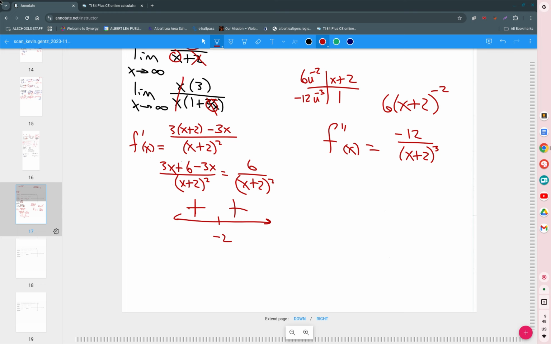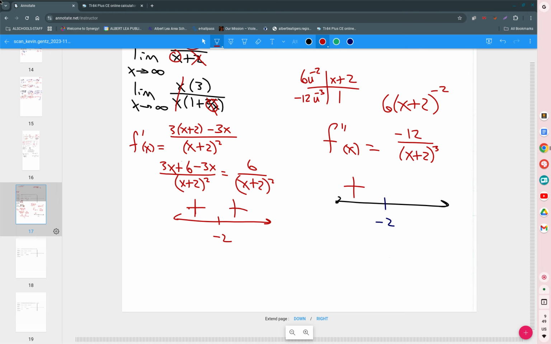The bottom is to the third power, so it is not always positive. It switches back and forth between positive and negative. We use the Mika method here. We will plot negative 2. Bree, would you give me a number to the left of negative 2? Negative 3. Negative 3 plus 2 is negative 1. Cubed is negative, and a negative divided by a negative is a positive.